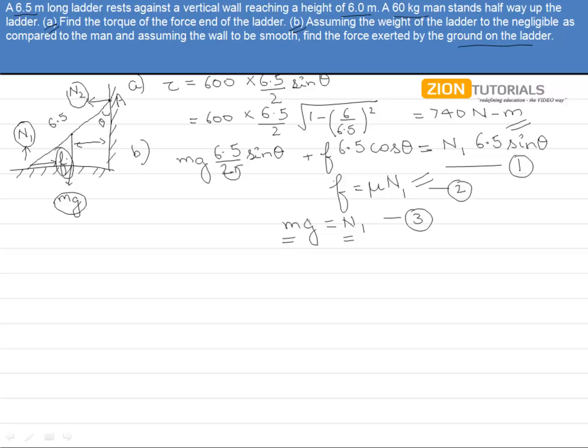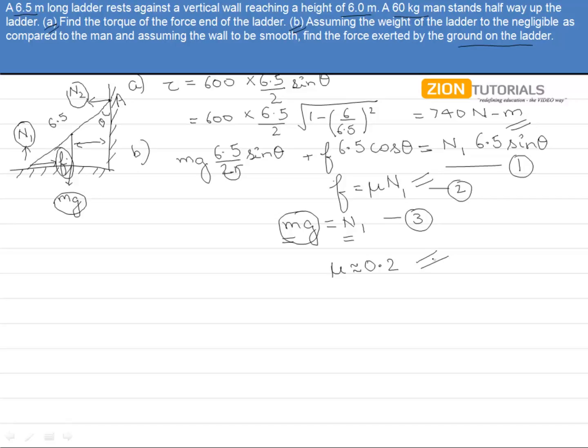N1 is reduced by mg, friction is reduced by mu N1, so N1 value is to be put up there. So everything reduces into an equation in mu. So we can find out mu, which is coming out approximately to be 0.2.